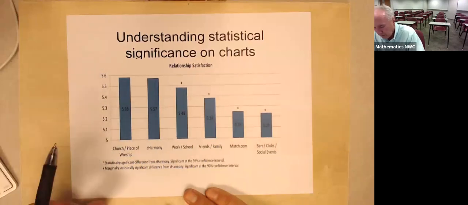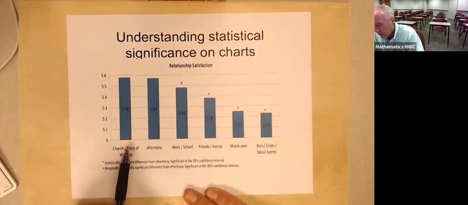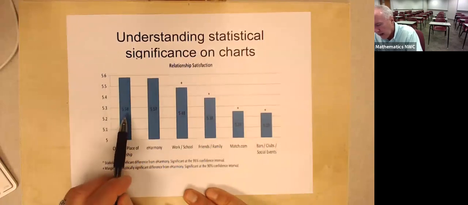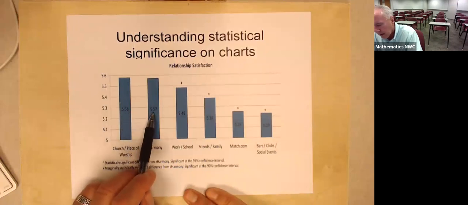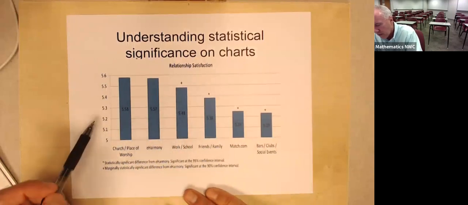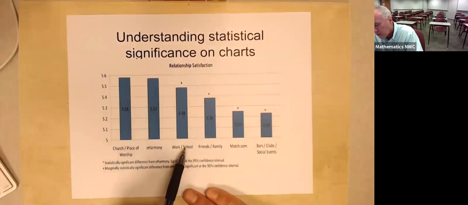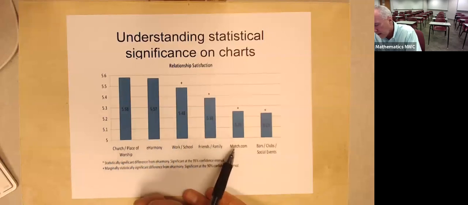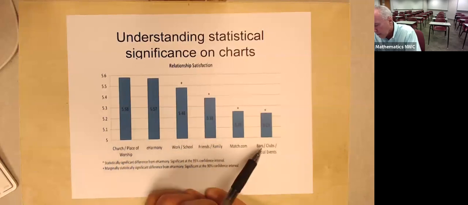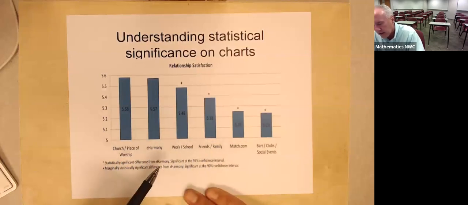And basically, they're saying here that the relationship satisfaction between their church and their place of worship, and that would be church members, is slightly higher, 5.58 here. You can't see that it's in black, compared to 5.57, a little bit more. The relationship satisfaction on this scale for work and school is less than at eHarmony. Friends and family, a little less yet. Match.com, of course, that's a competitor for eHarmony, less yet. Bars, clubs, social events, less yet.